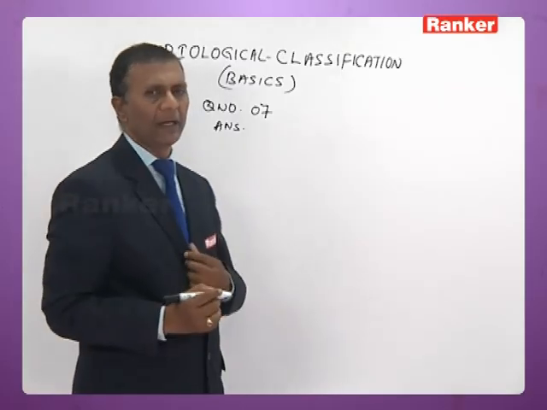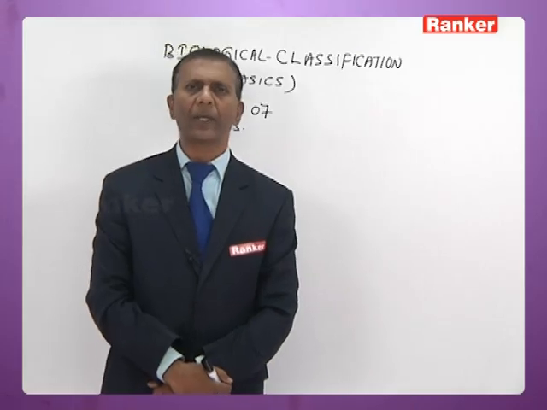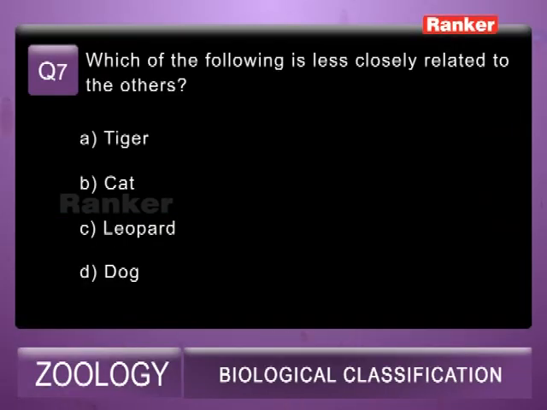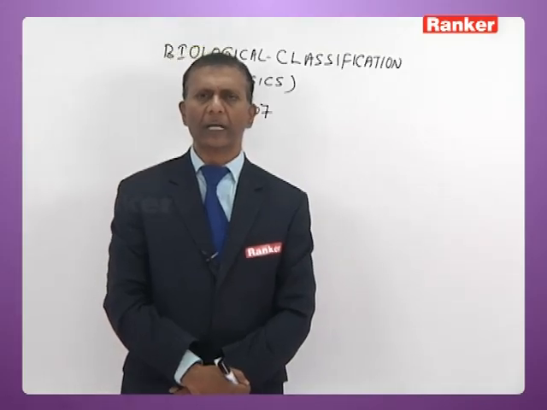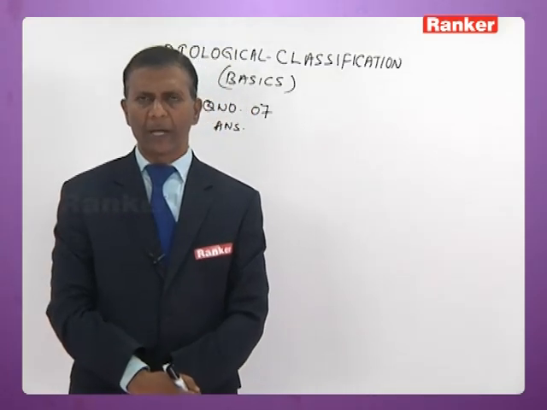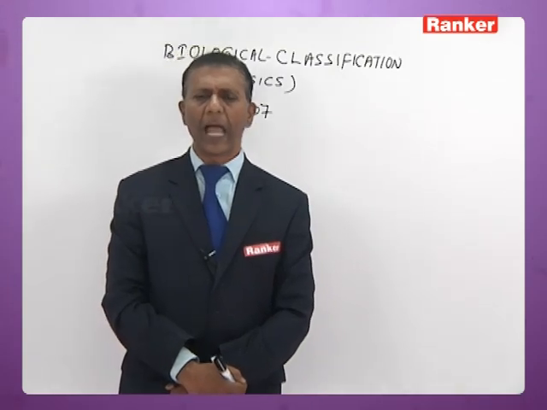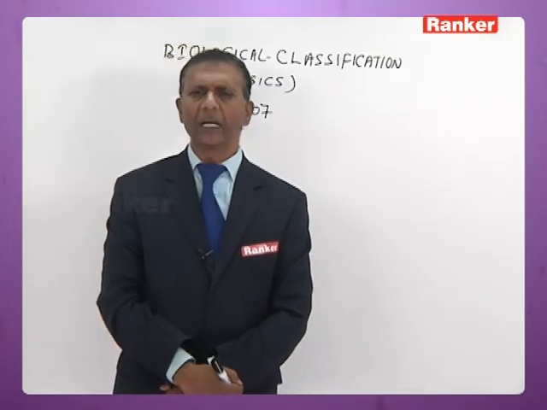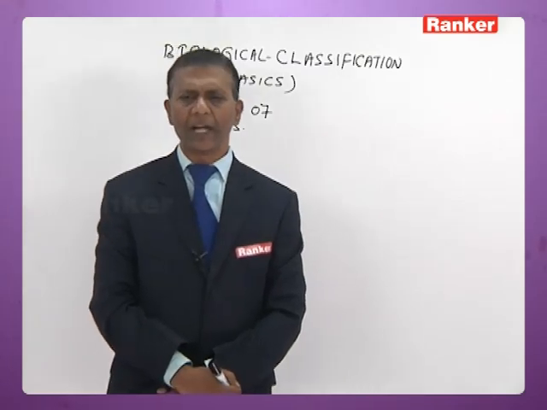Now question number 7. Which of the following is less closely related to others? Option A tiger, B cat, C leopard, D dog. Tiger's scientific name is Panthera tigris. Cat, Felis domesticus, is the scientific name of cat. Tiger and cat both belong to the same family, that is Felidae.